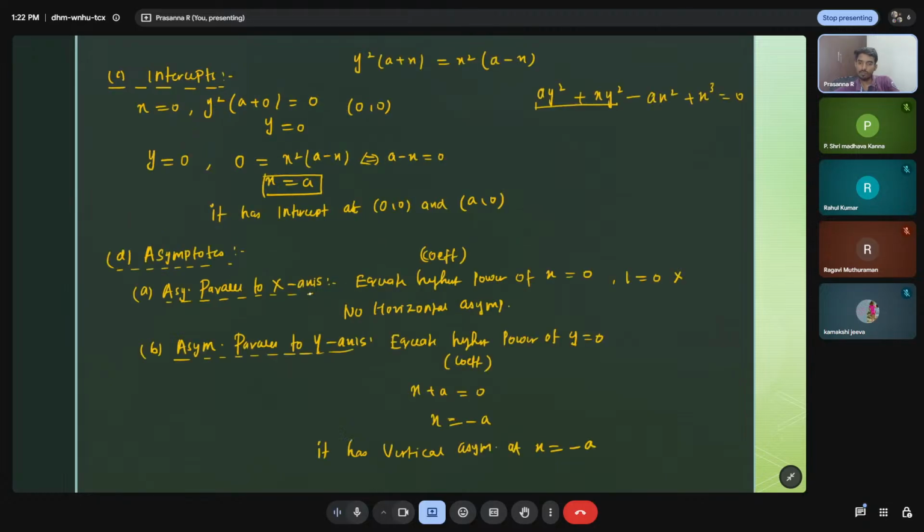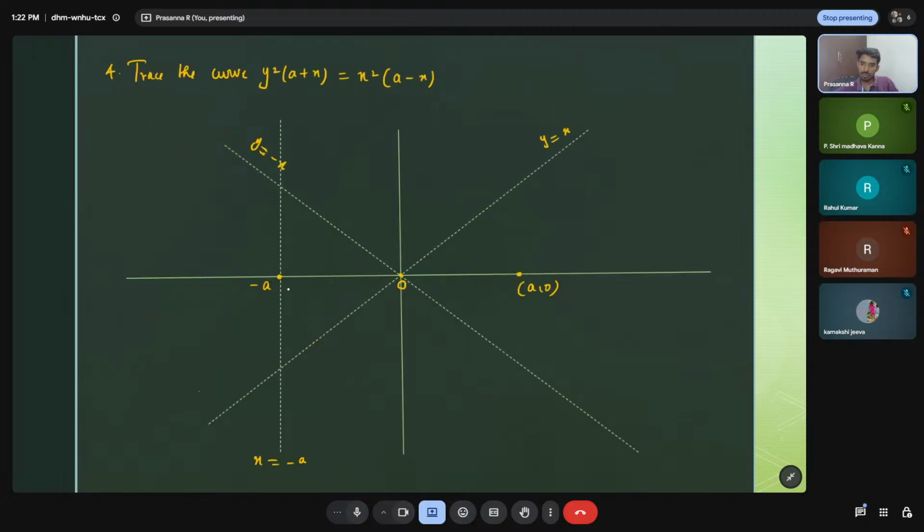So the function is defined from minus a to a. The function is defined only in the region minus a to plus a, and we have all these asymptotes, right? Now I'll draw the graph. It has to be tangent at these two points.